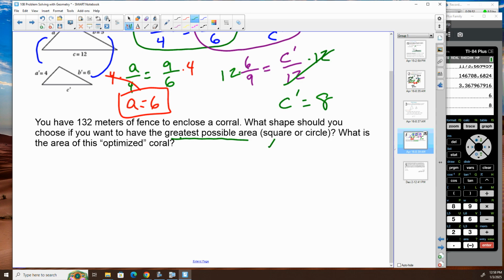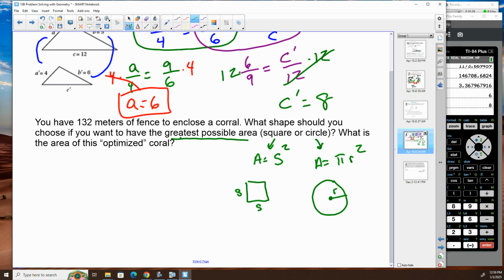Okay, so since I'm dealing with area, I probably need to know the area formula of a square. And a square has all the sides the same length. So whatever this side length is, this side is also the same length. So area is length times width, or side times side, or S times S, which would be S squared. So there's my formula for the area of a square. And then area of a circle is pi r squared, where r is the radius, which is the distance from the center over to the circle.